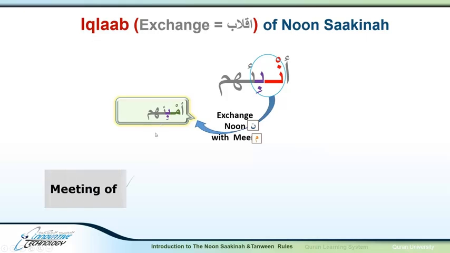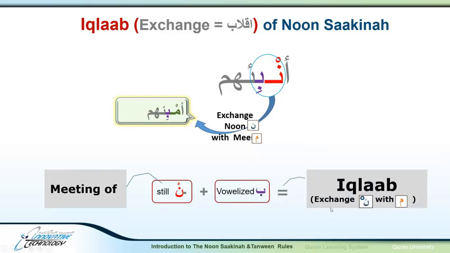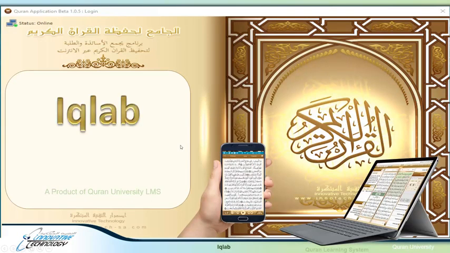So, Iqlab is the meeting of Nun Sakinah with a vowelized Ba, resulting in exchanging the Nun Sakinah with a Mim. So Iqlab is exchange, and it only happens with the letter Ba. So let's start, Bismillah ar-Rahman ar-Rahim, for our topic of this lesson, which is Iqlab for Nun Sakinah and Tanween, which means exchange or replacement.